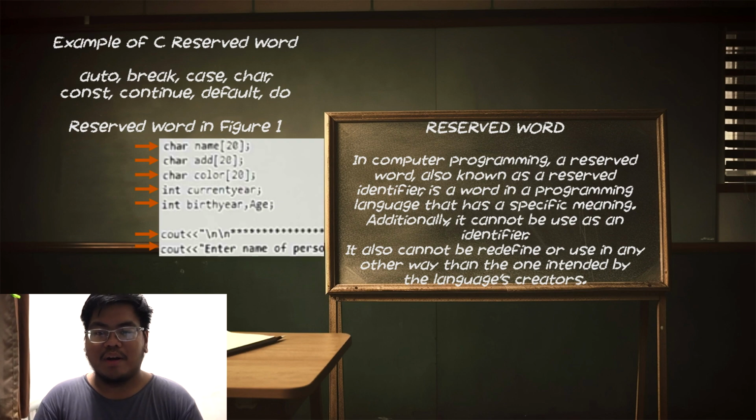Moving on. Reserved word. In computer programming, a reserved word, also known as a reserved identifier, is a word in a programming language that has a specific meaning. Additionally, it cannot be used as an identifier. It also cannot be redefined or used in any other way than the one intended by the language creator. Examples of C reserved words: auto, break, case, char, const, continue, default, do. There are 3 reserved words in the image here, which are char, int, cout.